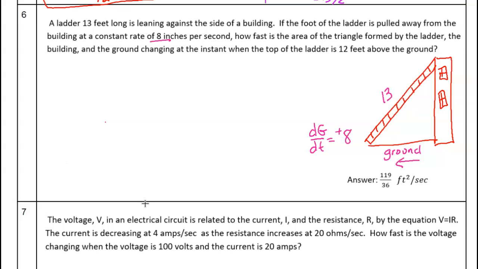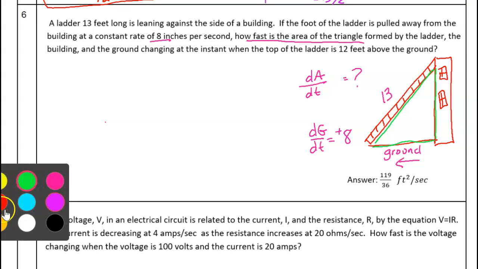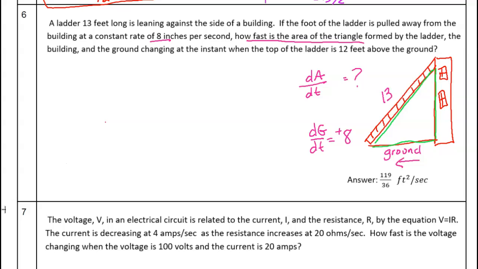And this is going to be positive because it is getting bigger. How fast is the area of the triangle formed by the ladder, the building, and the ground changing? So we're talking about this triangle right here, at the instant when the top of the ladder is 12 feet above the ground. So I'm going to call this height, so when h equals 12.